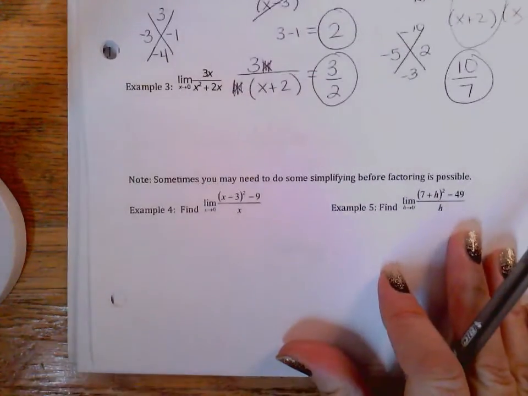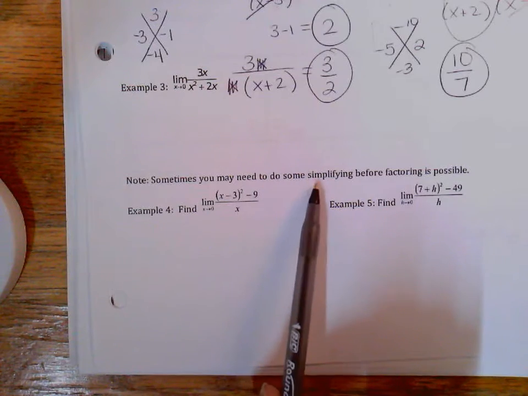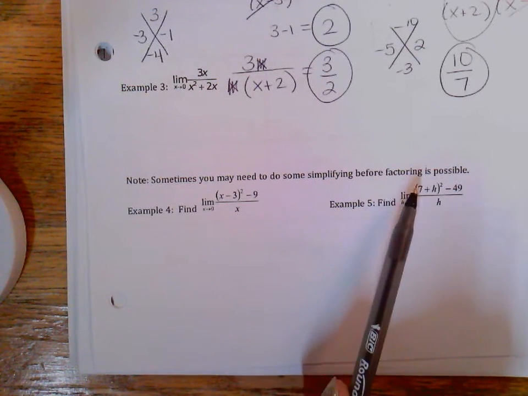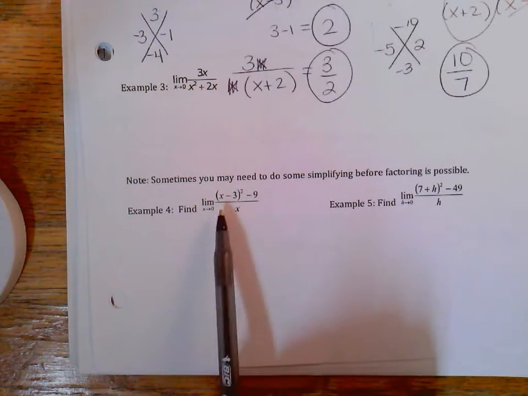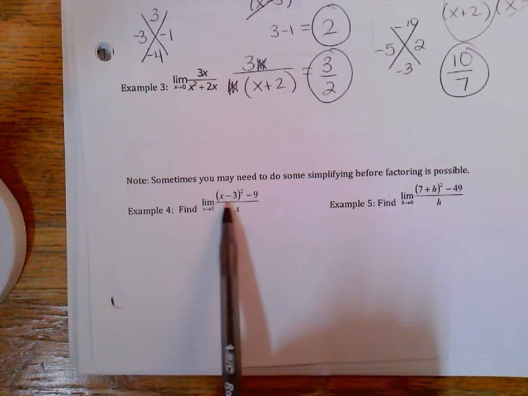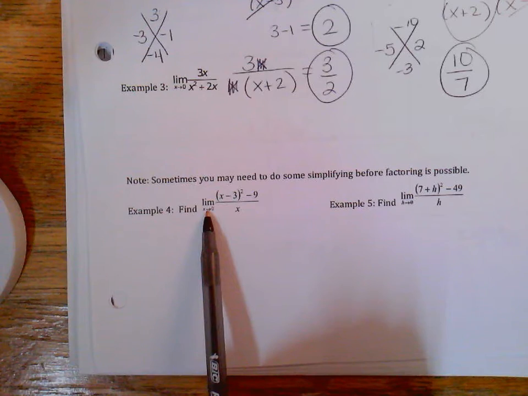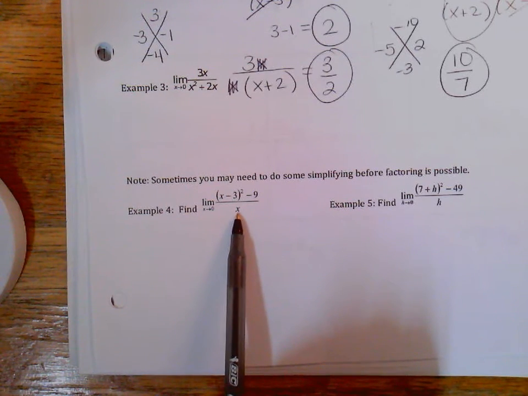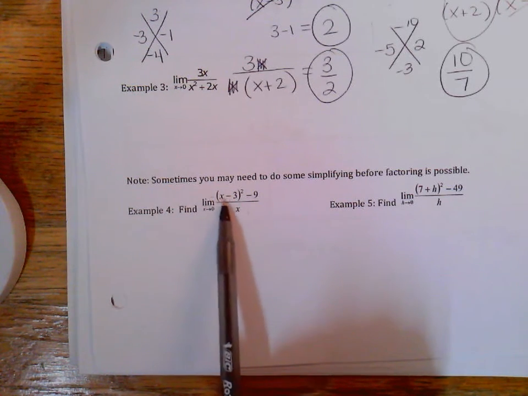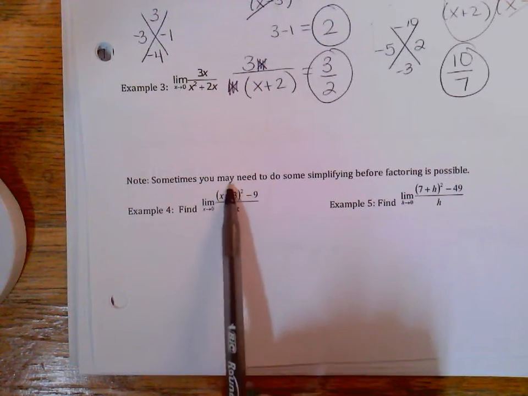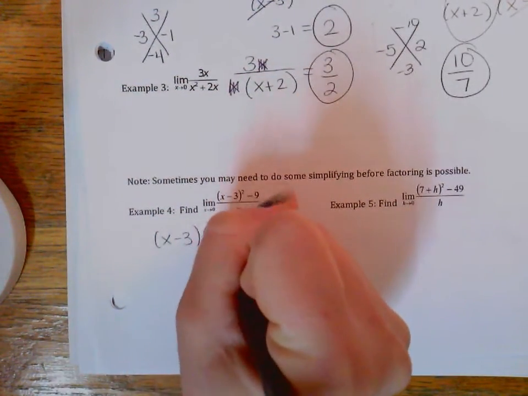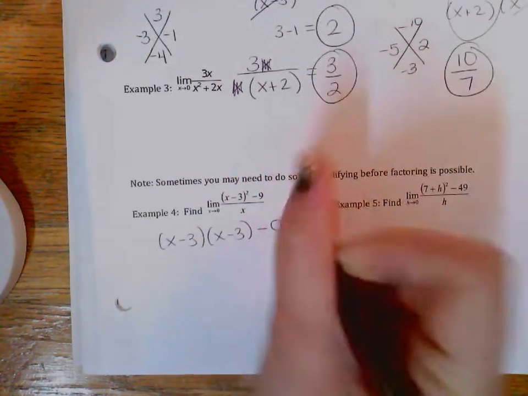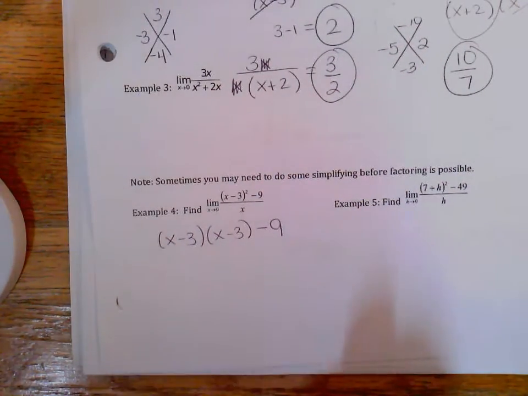All right, so it says sometimes you may need to do some simplifying before factoring is possible. So if you notice, I can't just factor here because I have this x minus 3 squared term, but I also can't just plug in 0 in the denominator. So what you're going to do is actually FOIL out x minus 3 times x minus 3, and then subtract 9 to simplify the numerator first.